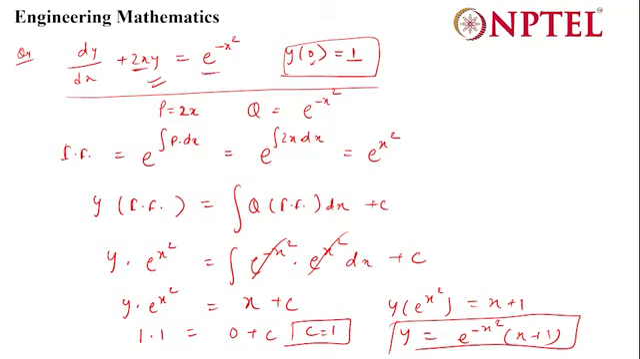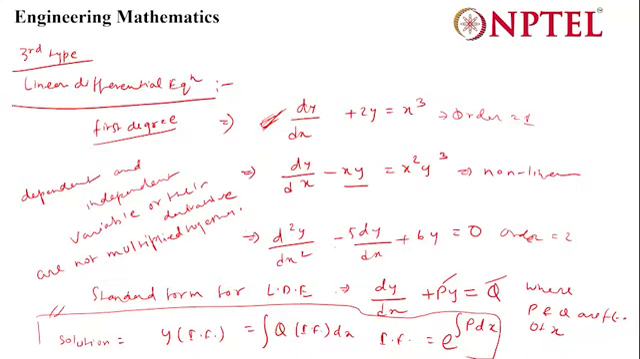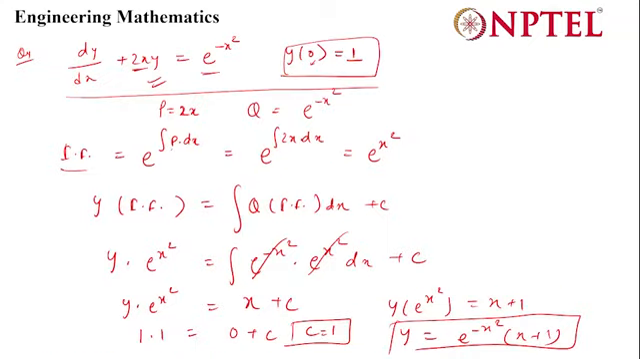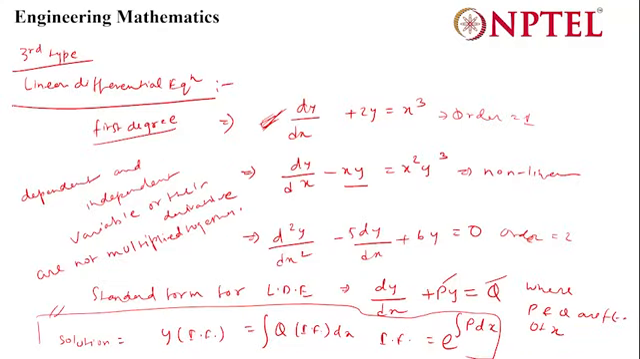So firstly, what you have to do, you have to calculate the integrating factor. What is the integrating factor here? e to the power integration of p dx. So e to the power integration of p dx, here your p is 2x. Okay, and integration of x is x square by 2. x square by 2 multiplied by 2, the 2s cancel. Your integrating factor will be e to the power x square. Now the solution of this kind of equation is y multiplied by integrating factor is equal to integration of q multiplied by integrating factor dx plus c.